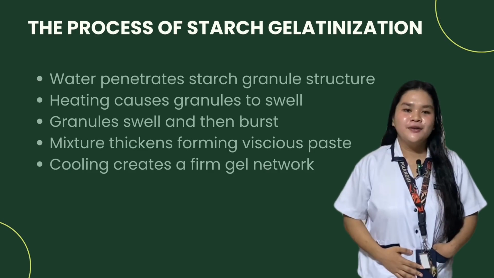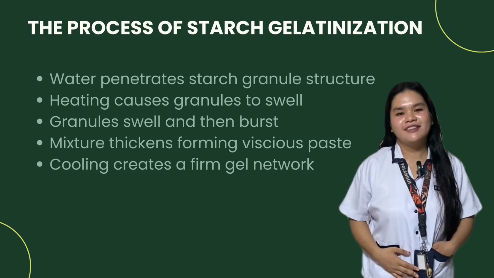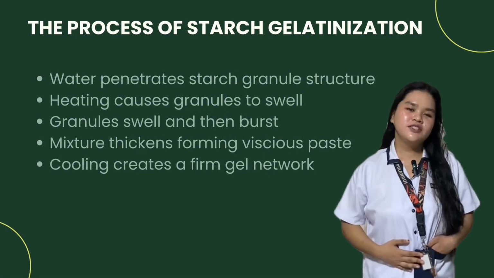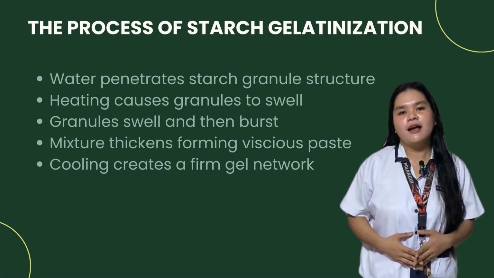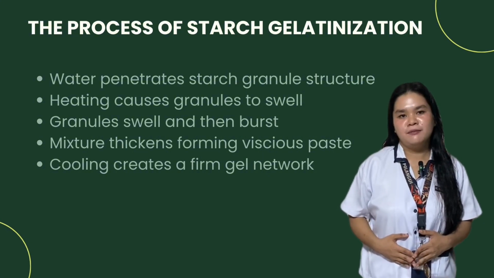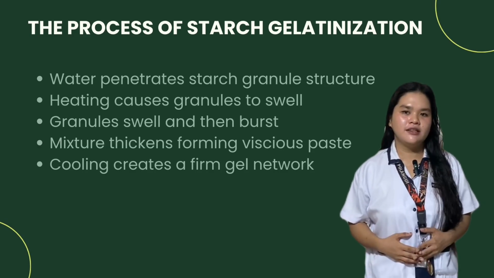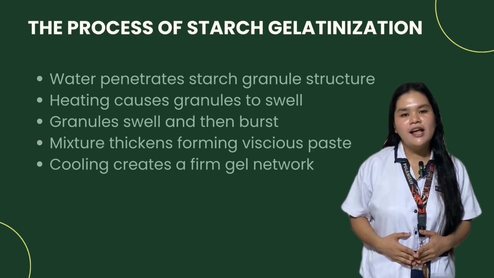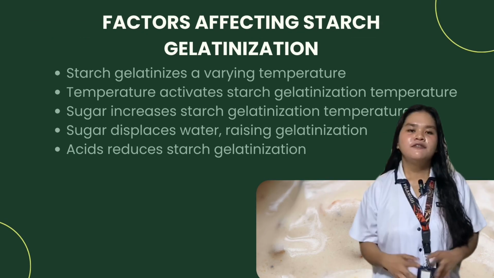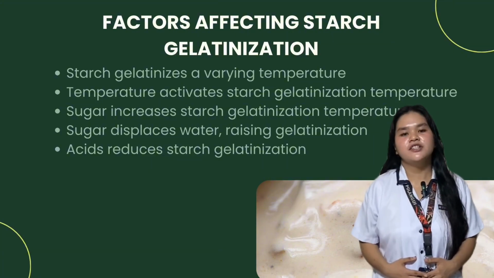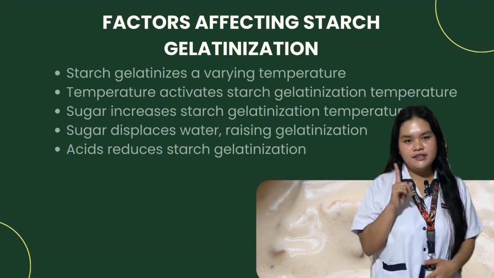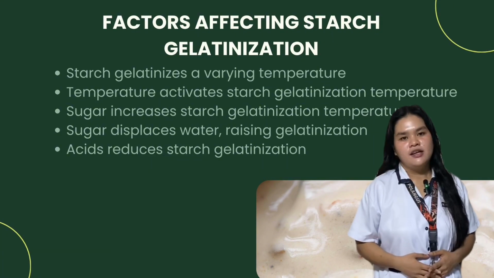Fifth, cooling creates a firm gel network. As the mixture cools, the dispersed amylose and amylopectin molecules reassociate and form a gel-like network that traps water. Factors affecting starch gelatinization. First, temperature.